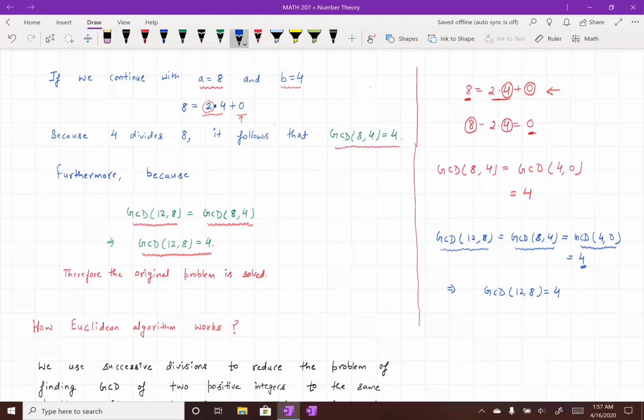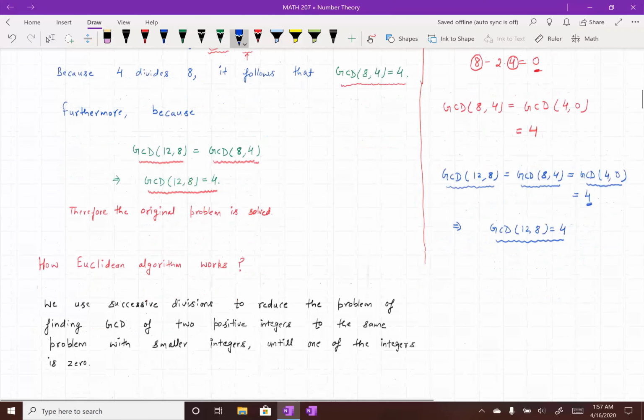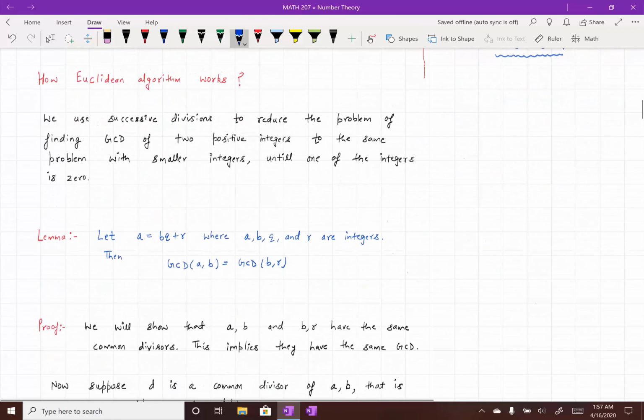And because of this equivalency, you can say that the GCD of your original problem is going to be equal to that particular non-zero integer which is left at the last step. Okay, so this is the idea behind your Euclidean algorithm. So we can write that in the form of a simple text.